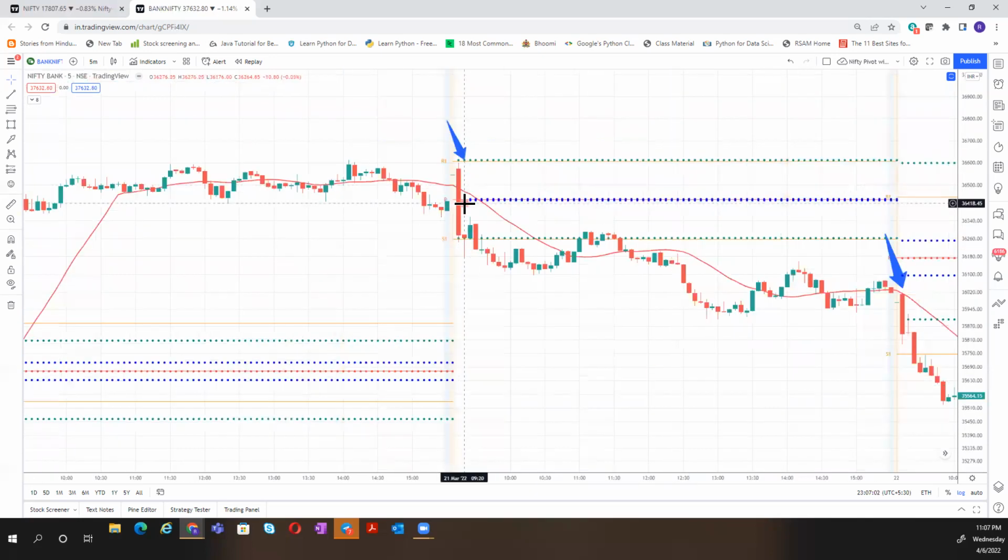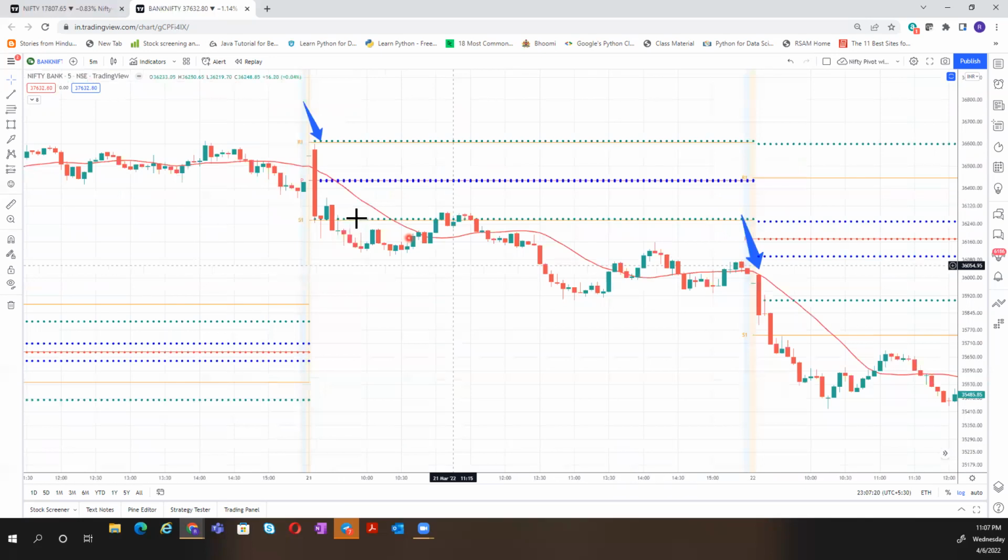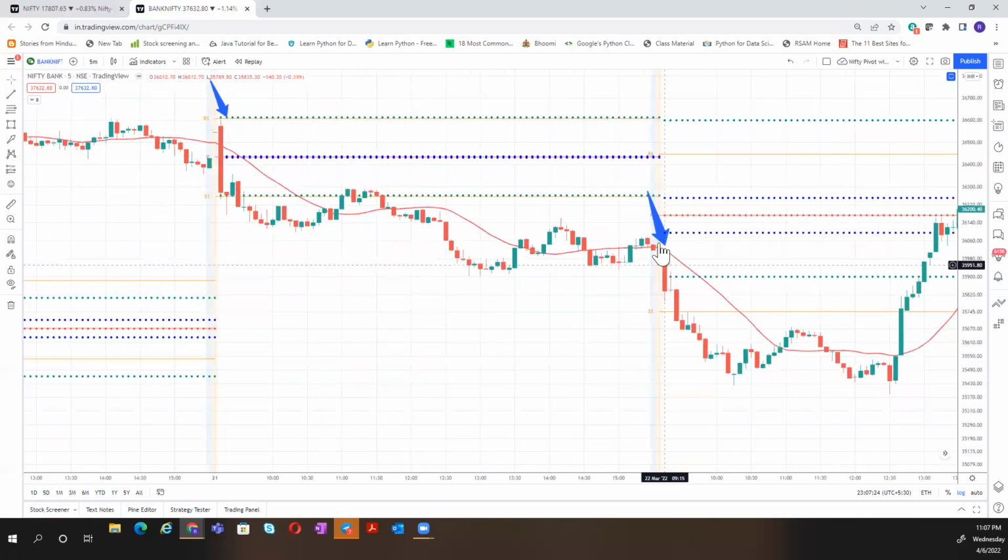See this one, central CPR broken. It opens near R1 and previous day high. Big candles. See, such big candles are very hard to be taken out. The market is screaming that it's going to go down. Yes, it went sideways below 20-day moving average, but below S1, down. Here, the trend continued.